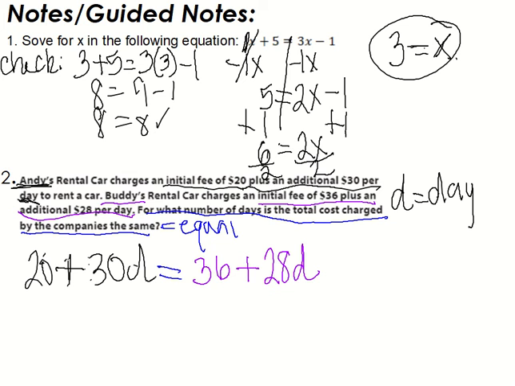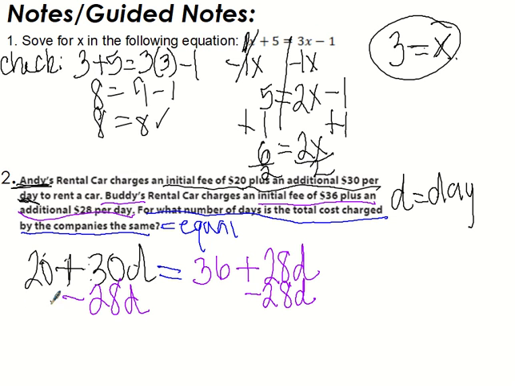So I'm going to still move the variable that has this lower coefficient. This coefficient is 30. This one's 28. So I'm going to move this one. So I'm going to go minus 28D, minus 28D.